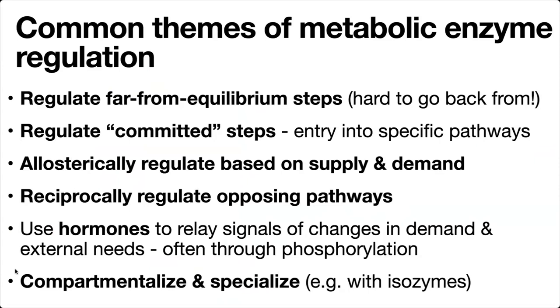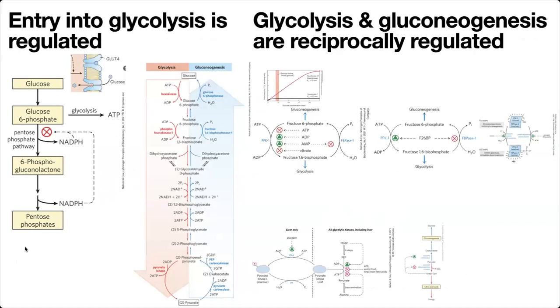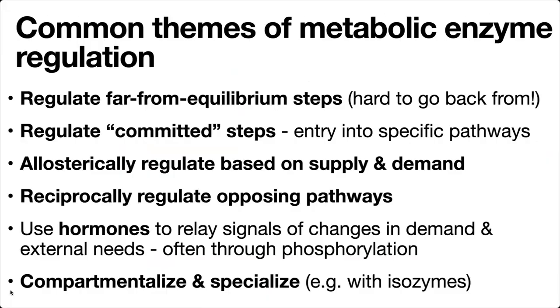One, we're going to regulate those far from equilibrium steps. So those steps with a really large delta G, those steps that are hard to go back from. Those steps, for example, where we actually have to take a different enzyme for glycolysis versus gluconeogenesis, because it's going to be so energetically oomphy in one direction, we're not going to just regulate the direction by changing concentrations, but we're going to regulate the direction by regulating the enzymes themselves. Those steps are often going to serve as committed steps.